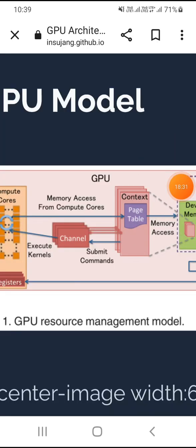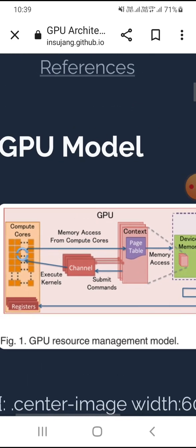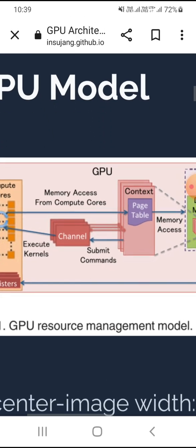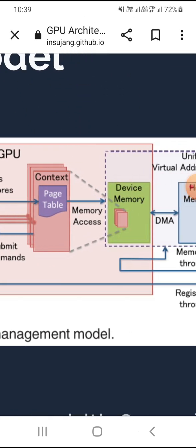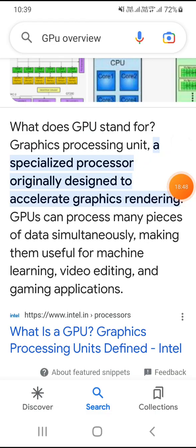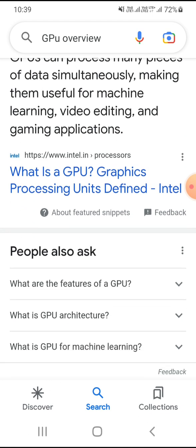If you want to see the GPU, graphical processing unit, then this is the image for you. Compute core, memory access from compute core, execute internal channel, submit command, context, device memory, DMA, host memory, and apps. Now what does GPU stand for? GPU stands for graphical processing unit. It is a specialized processor originally designed to accelerate graphic rendering. GPUs can process many pieces of data simultaneously, making them useful for machine learning, video editing, and gaming applications.